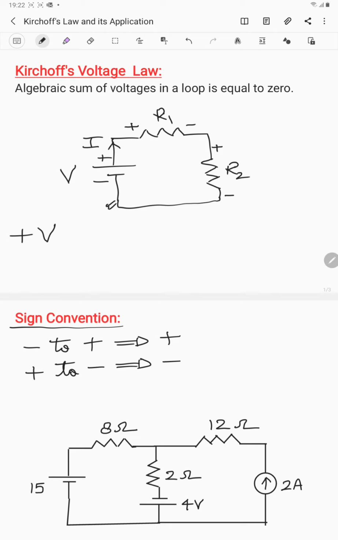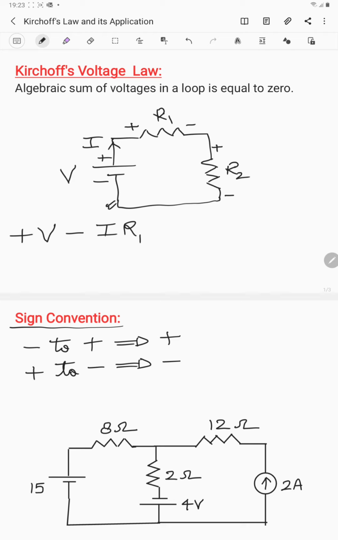Now, the next element we encounter while moving in a clockwise direction is the resistor R1. While passing through R1, we are moving from plus to minus. So moving from plus to minus, see the sign convention, it means a minus sign. So the sign is minus. Now we have to write down the voltage across the resistor R1. We know the resistor has a resistance R1 and the current flowing through it is the current I. So according to Ohm's law, the voltage across resistor R1 will be what? The current flowing through it multiplied by the value of the resistance. So it will be I into R1.